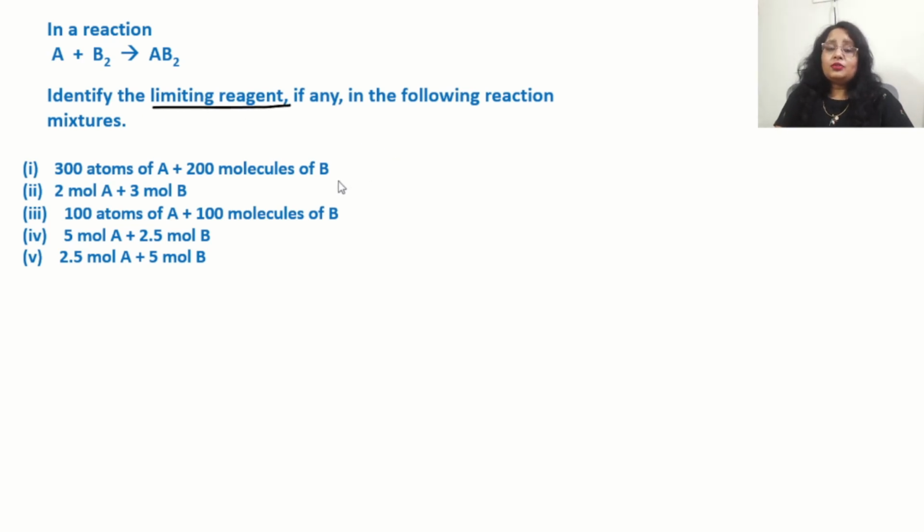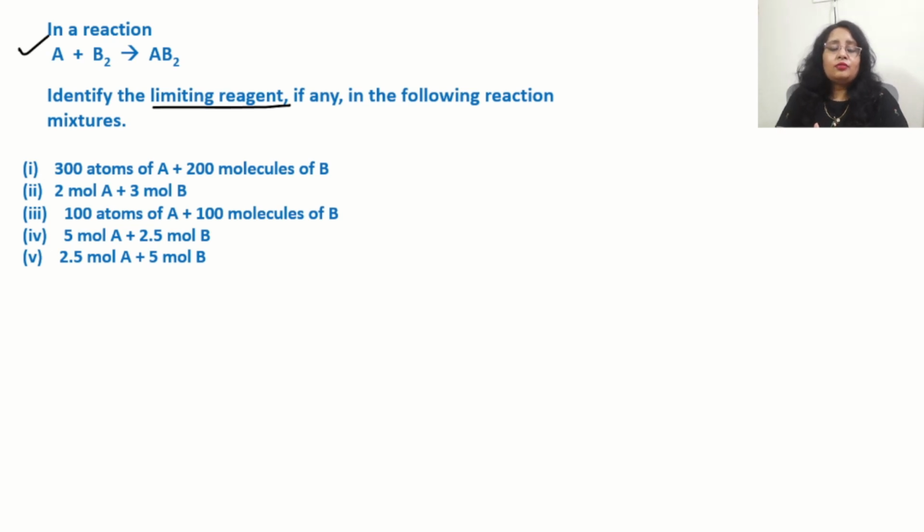So first of all, you should understand what a limiting reagent is. A limiting reagent is the reactant which is actually responsible for the quantity of the product formed. In simple words, if we have a reaction like A plus B2, A or B2, these are the reactants. The one which is very less in quantity, and when it is finished, it will stop the whole process of the reaction. That reactant is called the limiting reagent.